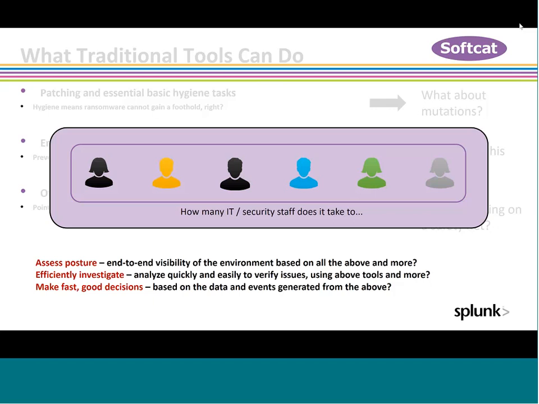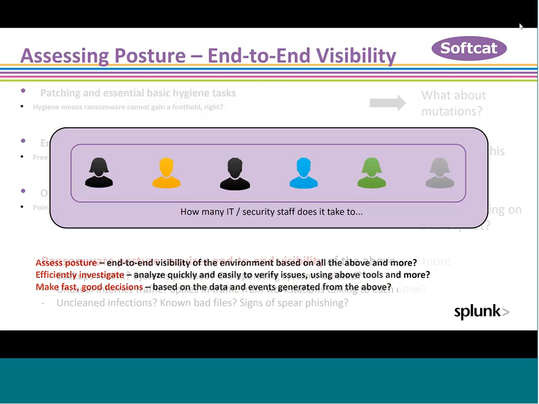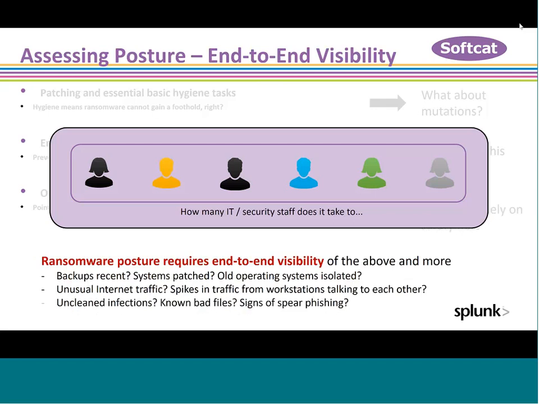So what does it mean to assess posture? If we think about how many people it might take or what the task might be, if you want to get endpoint visibility of your environment, have your backups been run recently? What's your system patching level looking like? Have you got any old operating systems? And if you do, are they isolated? Has your internet traffic changed? Are you suddenly seeing spikes in traffic levels from a particular workstation? Are they potentially talking to each other? Are you pulling net flow information in and you can suddenly see, oh, that's really weird. Workstation 1 and workstation 2 are now talking to each other over SMB, pushing lots and lots of information.